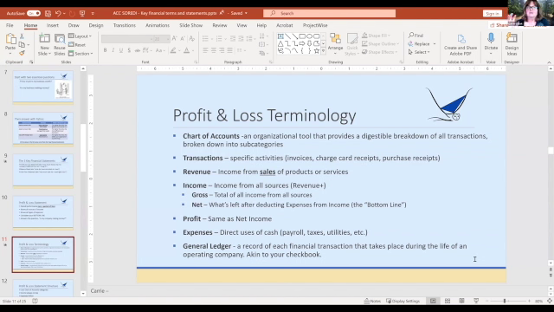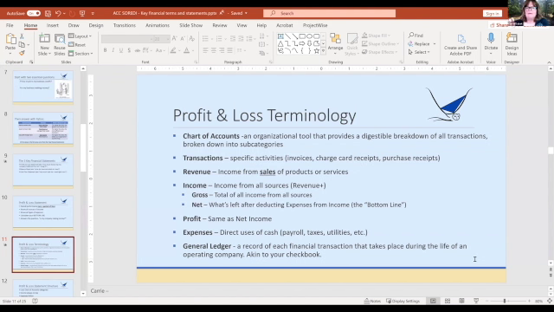So the chart of accounts is that organizational tool that allows you to track all those transactions in specific subcategories that are important to you. Transactions are those activities. It's the purchasing activity, the invoicing activity, a charge card activity. These are all transactions.